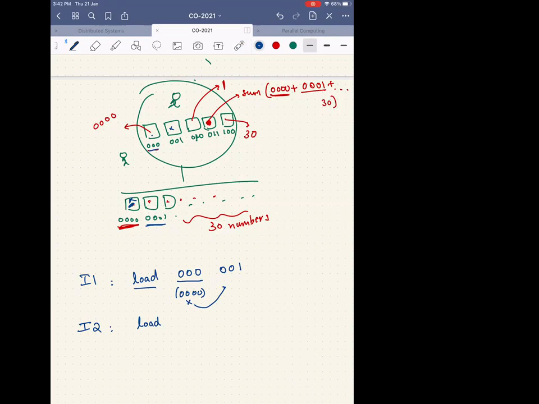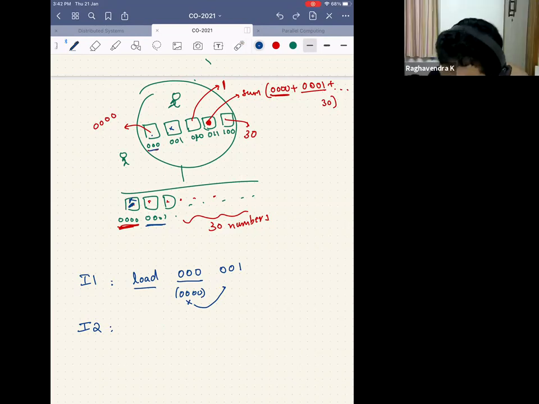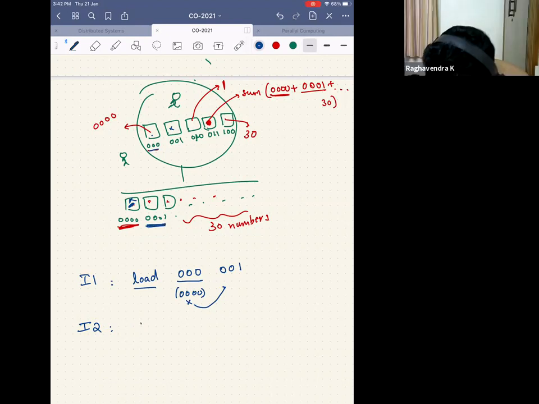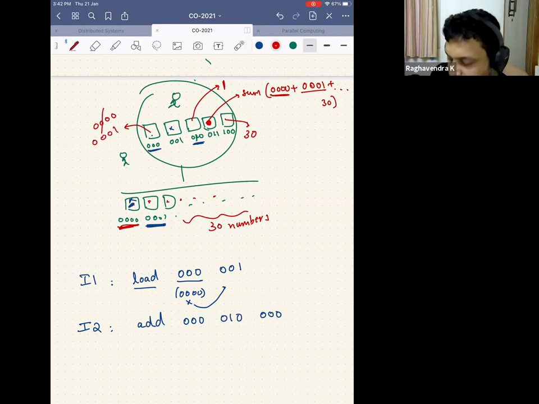So first we increment the value stored in 0,0,0. Yes, right. So I have to increment the value stored in 0,0,0. Why? Because I want to load from 0,0,1 and not 0,0,0 again. So what do I do? I add whatever is there in this 0,0,0 with, and I know the 0,1,0 has value 1. So I add this here and then keep it back in 0,0,0, which means that now after I2, this value will become 0,0,0,1.